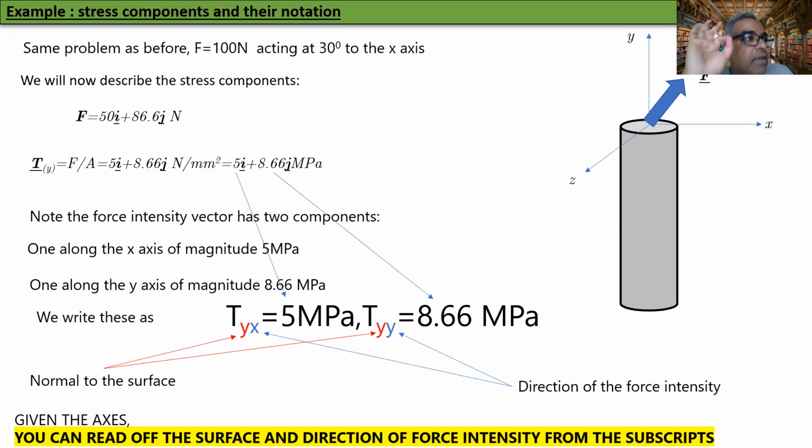The first component always refers to a surface through its normal. So it will tell you which direction the surface is perpendicular to. In this case, the first index is Y, so it says the surface is perpendicular to the Y direction. The second tells you which direction that particular component is pointing. So the second index is X, and so the 5 MPa force is pointing in the X direction. For the 8.66 MPa force, the second index is Y, so the force intensity is in the Y direction. That's how you think about it, okay? This is critical for you to be able to follow whatever else is there in this entire FEA. If you don't understand this, you cannot use FEA properly.